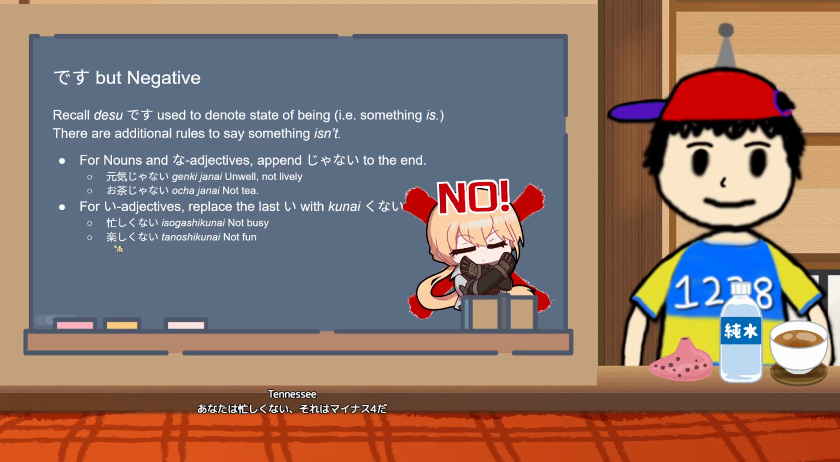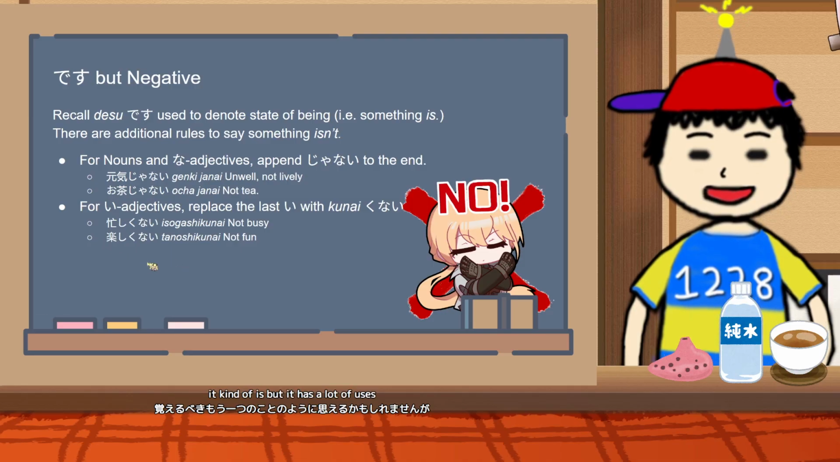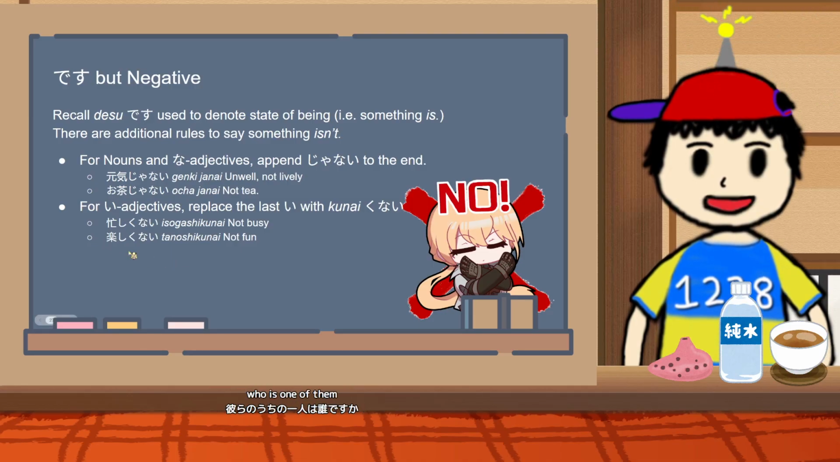Tanoshi, fun. Tanoshikunai, not fun. You take the last e and you replace it with kunai. Because this grammar pattern happens a lot, if you don't understand it now, you will have plenty of opportunities to wrap your head around it in further grammar study. So while it may seem like another thing to memorize, it kind of is, but it has a lot of uses. This is just one of them. Tadanu, please, I'm simplifying things.